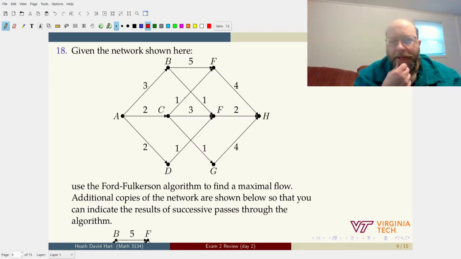All right, number 18. Use the Ford-Fulkerson algorithm to find a maximal flow. And I can't see the additional copies on this slide, but let's go ahead and work through this. So we need a path from A to H. So let's start at the top. Let's go across A to B to F to H.